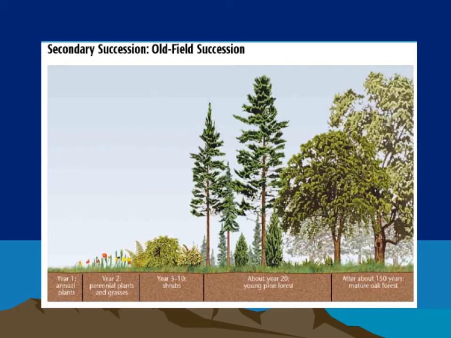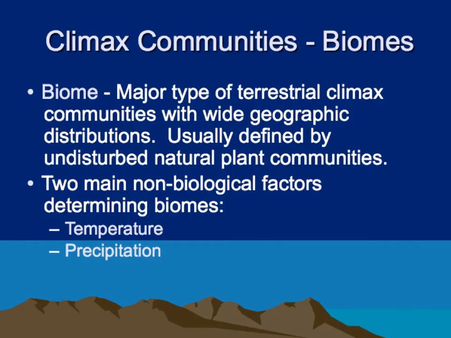Okay, here we have secondary succession. This is an old field and how over time, notice that's 150 years here, that we can go from the annual plants through the perennials, through the shrubs, through the young pine forest to the mature oak forest. So climax communities and biomes.